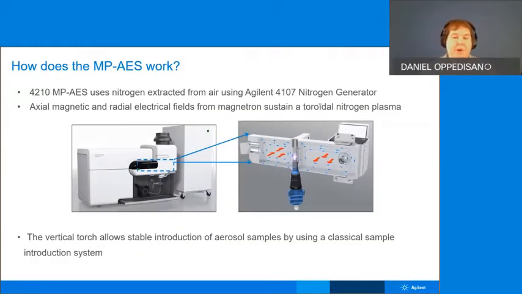So how does the MP work? The 4210 MPAES uses nitrogen extracted from air using the Agilent 4107 nitrogen generator. The microwave source is the heart of the technology, and the image shows the interaction of the magnetic and electric fields from a magnetron that are focused into an iris to sustain a toroidal nitrogen plasma. The torch is vertically orientated and offers a stable introduction of aerosol samples through a classical, easy-to-use sample introduction system, similar to that of an ICP-OES.